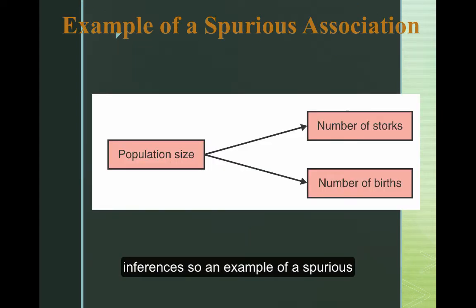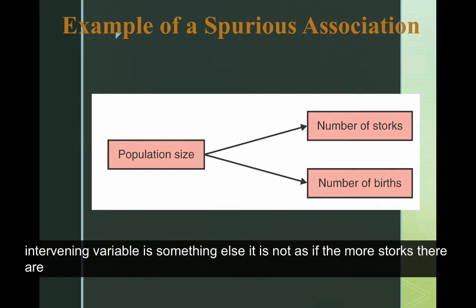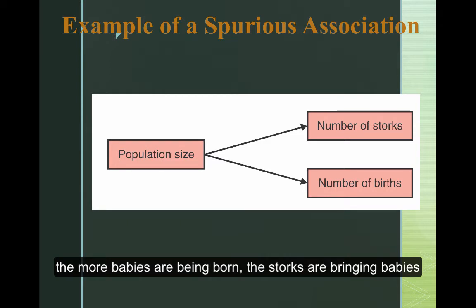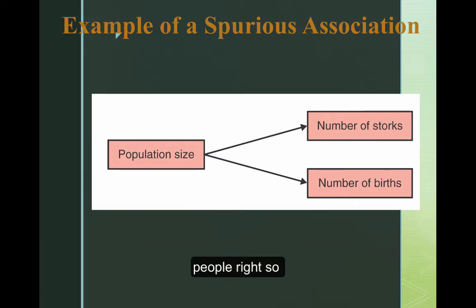So an example of a spurious association from your book is two things that could be related, right? The number of storks and the number of births, but obviously the intervening variable is something else. It's not as if the more storks there are, the more babies are born because storks are bringing babies. It's really that the population is related to both the number of storks and the number of people, right?